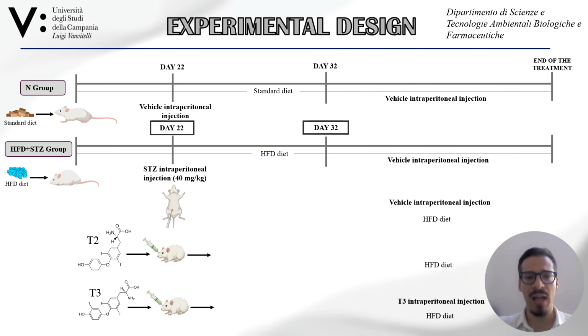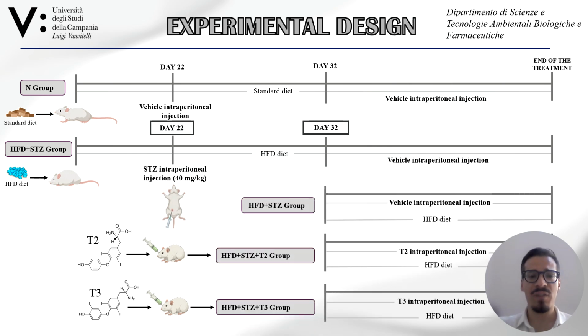After diabetes induction, the HFD plus streptozotocin group continued the high-fat diet and was further divided into two subgroups: the HFD plus streptozotocin plus T2 group and the HFD plus streptozotocin plus T3 group, which received a daily intraperitoneal administration of T2 and T3 respectively for 2 weeks, till the end of the treatment.